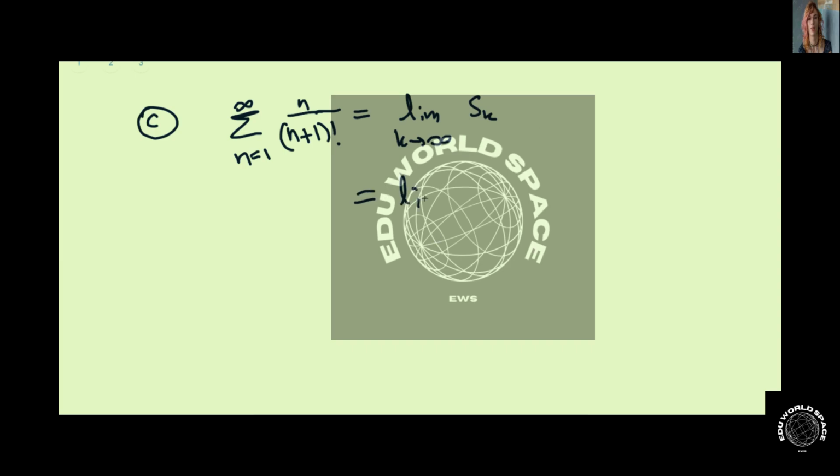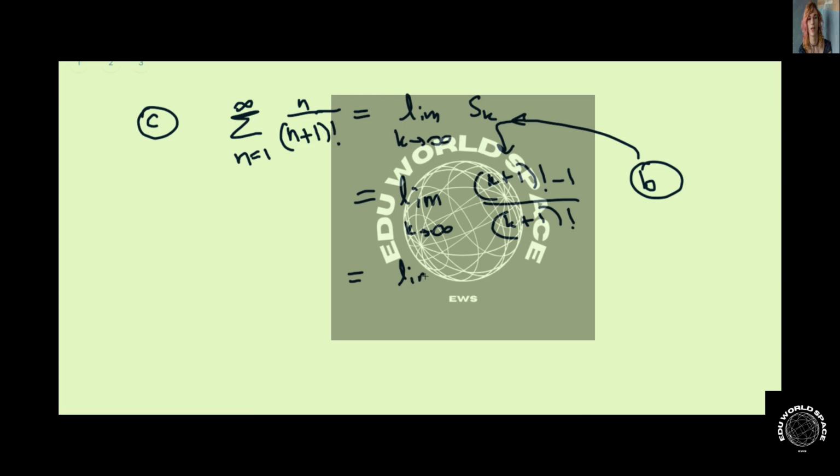However, from part B, we just found the formula for Sk. That was k plus 1 factorial minus 1 over k plus 1 factorial. So this is just from using part B to go from here to here. Then this limit can be evaluated, but it might help to rewrite this by dividing top and bottom by the denominator. In other words, just split this into two fractions.